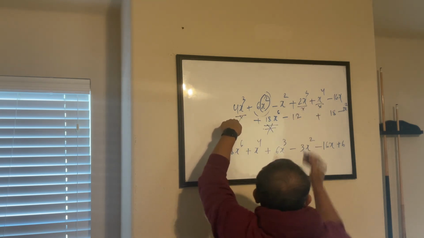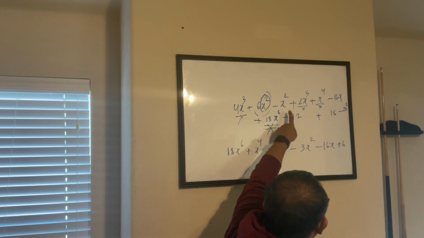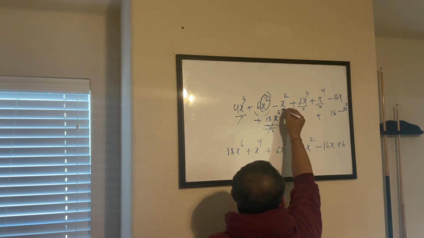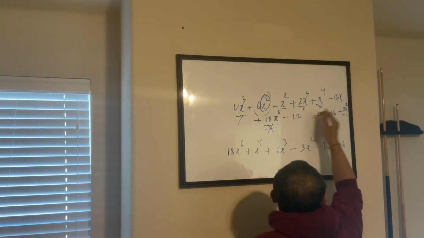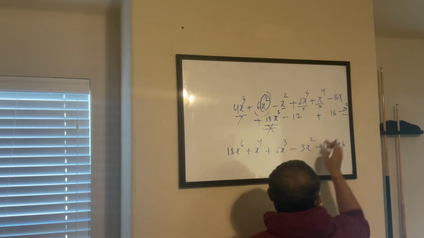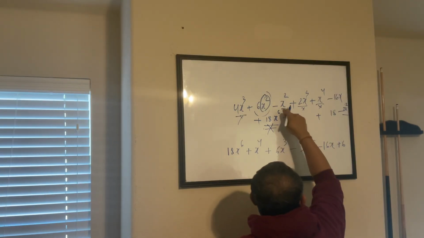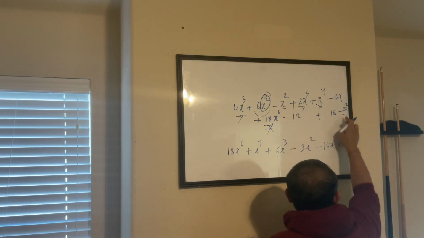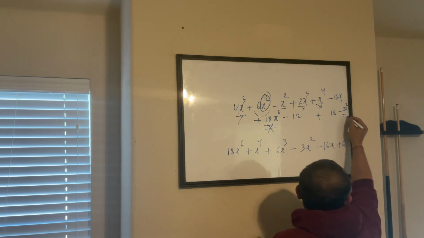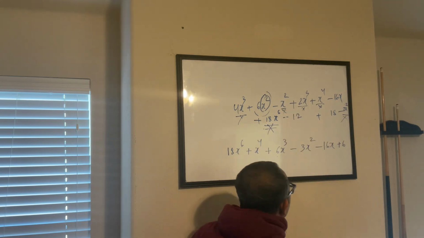Keep marking it. Then you are left with x to the power 2. How many terms do you have with x to the power 2? This one and this one, and this is negative and this one is also negative. So that makes it minus 3x squared. So minus x squared minus 2x squared, you see minus 3x squared. So this one is also done, this one is also done.